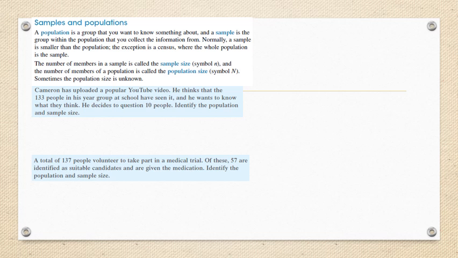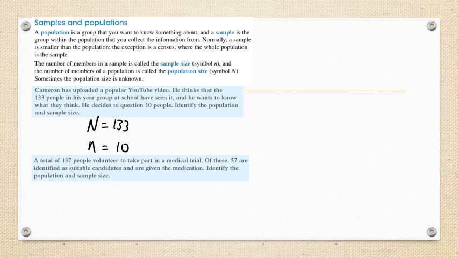So he wants to know something about the 133 people. So our population size would be 133. And then our sample size, what he's checking, is out of 10 people. Now, you always use a capital N to indicate the population and a small n to indicate the sample. The reason for that is a sample is a small part of the population, so it should be the small letter of it.